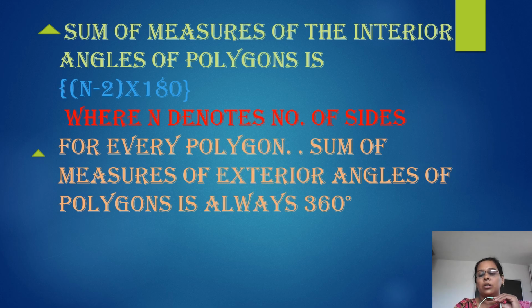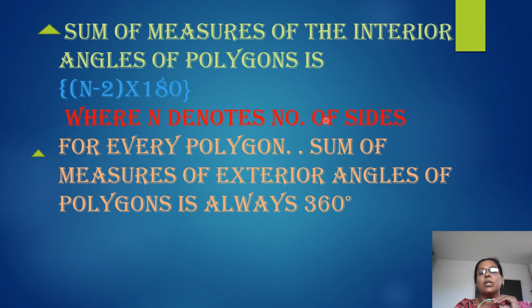Now the next important condition for polygons: the sum of the measures of interior angles. The sum of the measures of interior angles of a triangle is known. For a quadrilateral it is known, but when more than 4 sides are given, how do we find the sum of interior angles? For that, a relation is given: n minus 2 into 180 degrees. Again here n represents the number of sides of the polygon.